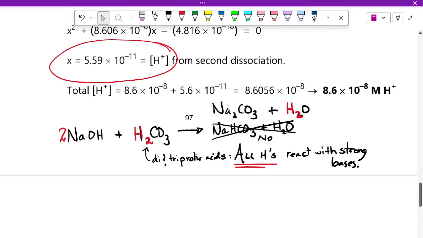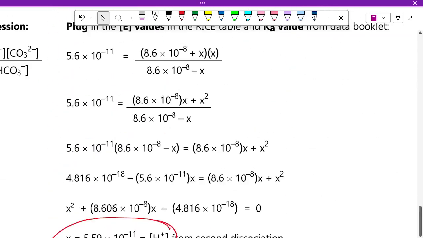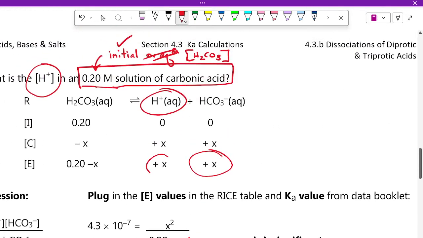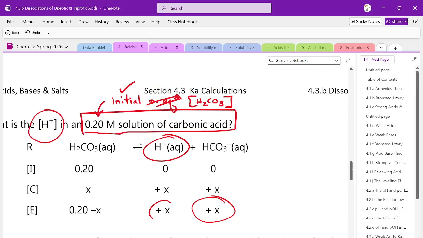Yes? Okay. And that is it for that. So there's nothing really new in this section. You would do diprotic and triprotic exactly the same way as you did the questions yesterday for Ka. All right, next.